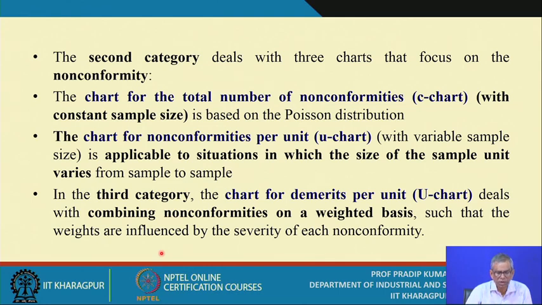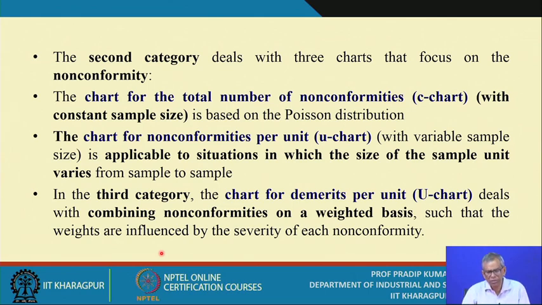chart. The chart for non-conformities per unit, that means when the sample size varies across the samples, we need to construct the U chart, and obviously it's a variable sample size case, and this is applicable to situations in which the size of the sample unit varies from sample to sample. Is it okay? That is the elaboration.